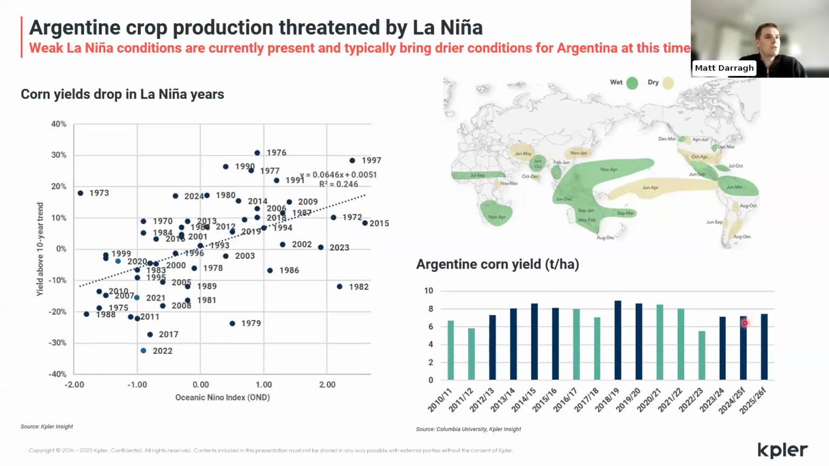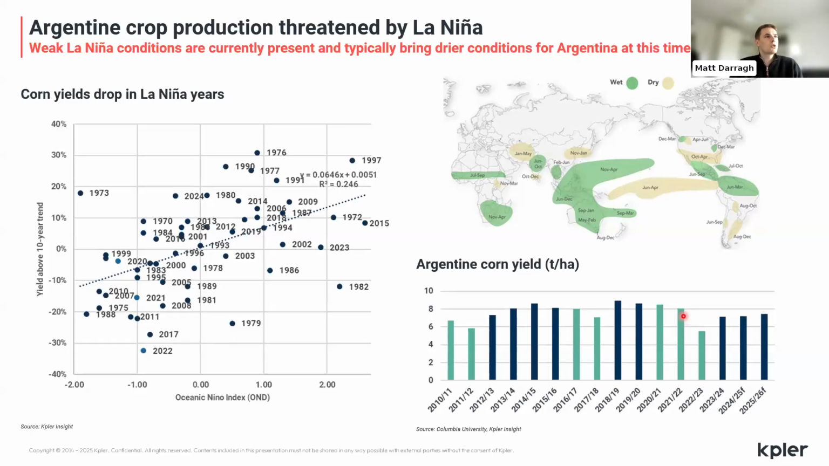For example, in 22-23, we did see a notable impact on yield off the back of what was, objectively speaking, a weak La Nina event. Whereas in 2020-21, where we had a moderate La Nina event, the yield impact wasn't quite as extreme. So you can't categorically say that because there's a La Nina, there'll be a weaker yield. It can vary quite a lot.